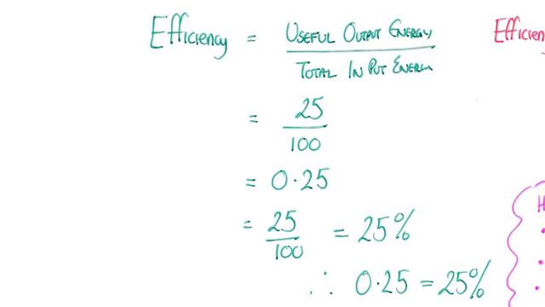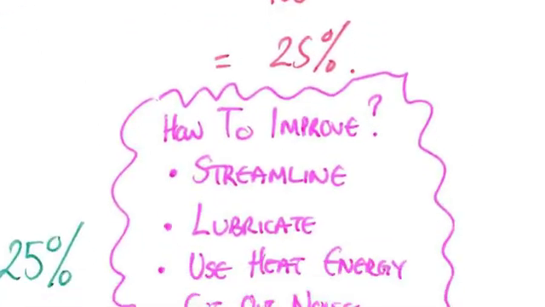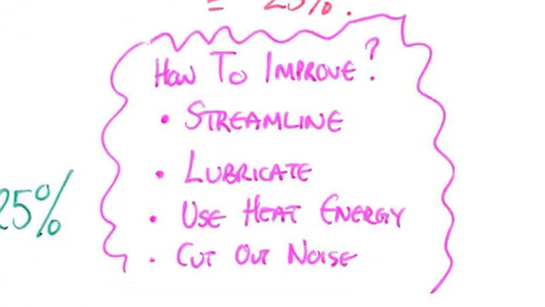Now 0.25 is the same as 25 out of 100, or 25 per 100. Per 100 is known as percent, so 0.25 is 25%. Sometimes you may see the equation written with a times 100 at the end, which gives you the chance to write down 25% at the end of it. Now 25% is a fairly pathetic efficiency, but that is typical for a car. So you're wasting a lot of the energy you give to the car.